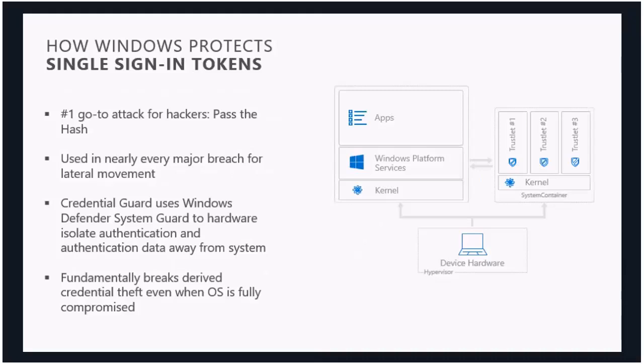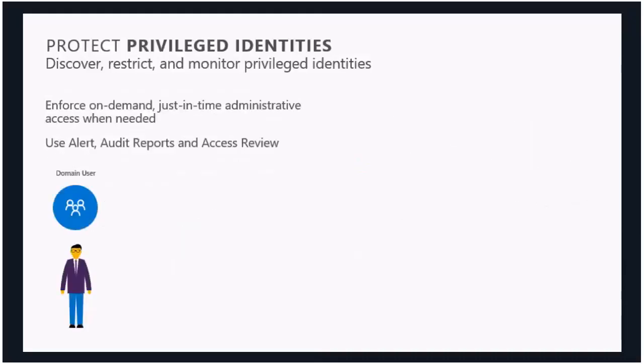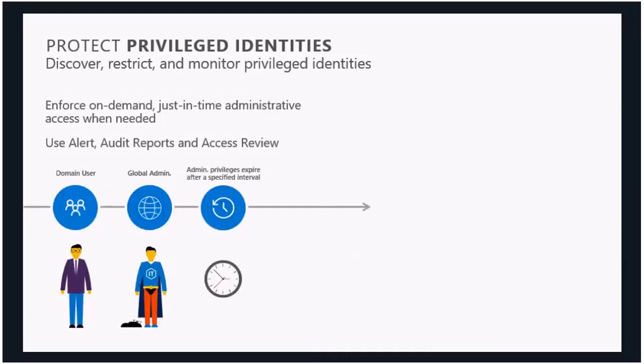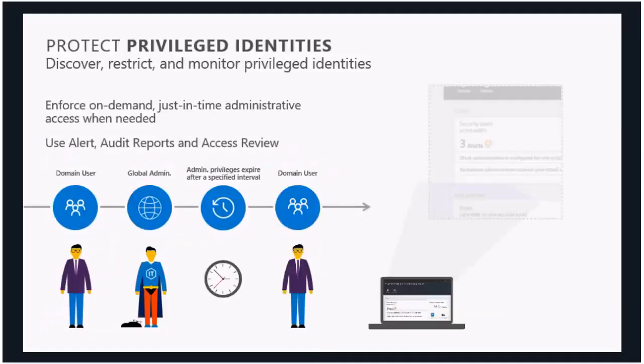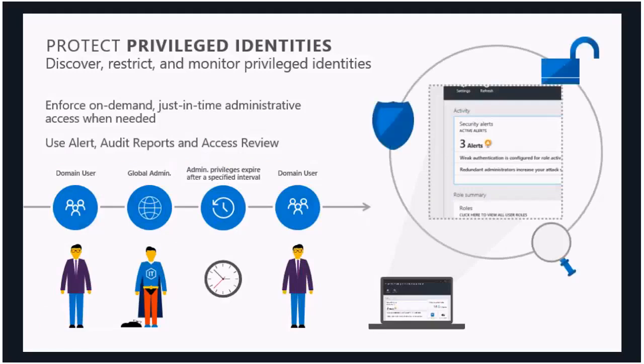You just won't have access to that specific hash or token because it's isolated and put in a completely different virtualization container. Okay, so that brings us to privileged account management. There are three things we give you the ability to do with privileged account management in Azure AD. We allow you to discover all the user accounts that have persistent admin access, we allow you to revoke that persistent access, and we allow you to provide in its place just-in-time access.